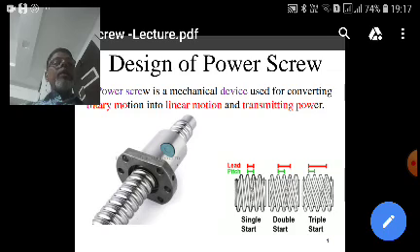But wherever we want more motion, that means lateral motion, then in that case we can use the double start or triple start thread. That means if you rotate the screw in one revolution, it will travel a distance 2 times the pitch, and in triple start thread it is 3 times the pitch, right?